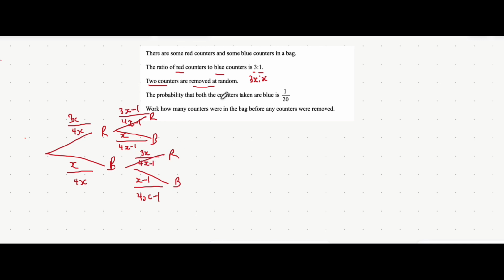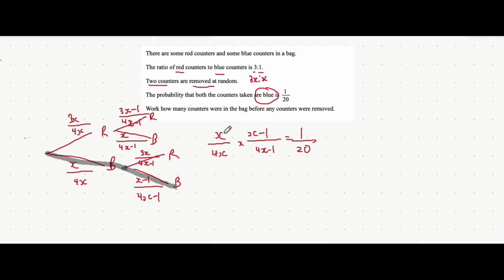It's told you that the probability that both counters are blue is 1 over 20. So if I just get my highlighter tool out, the probability that both are blue means you have to go across the tree diagram where you multiply across the individual branches. So let's do that. We say that the first probability, x over 4x, multiplied by the second probability, x minus 1 over 4x minus 1, is all equal to 1 over 20.